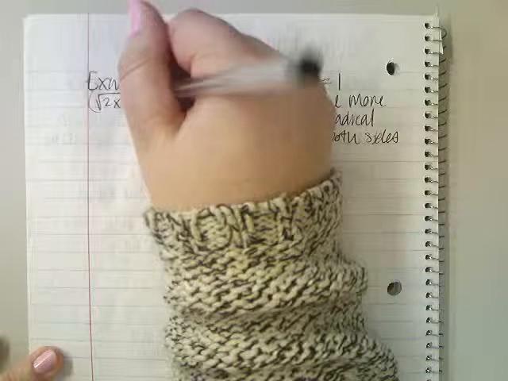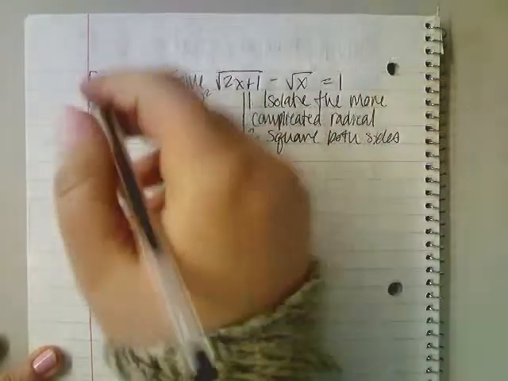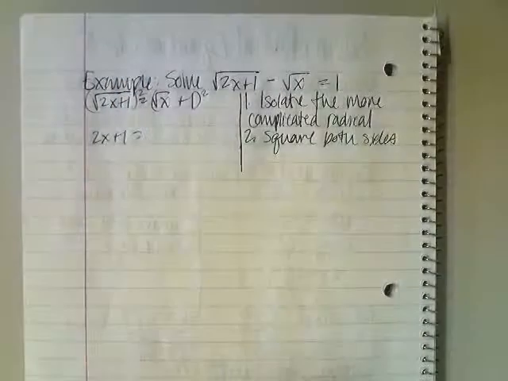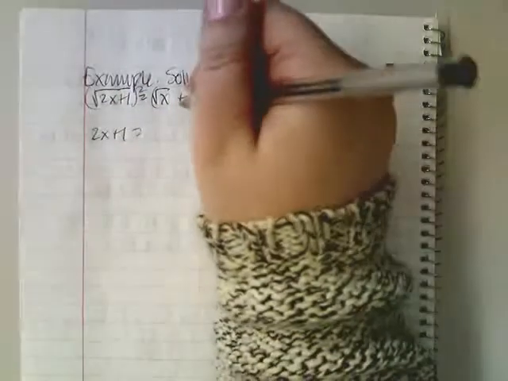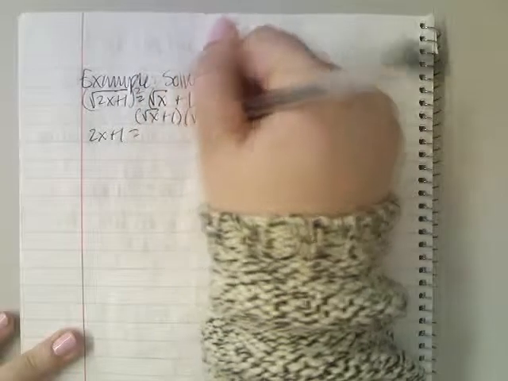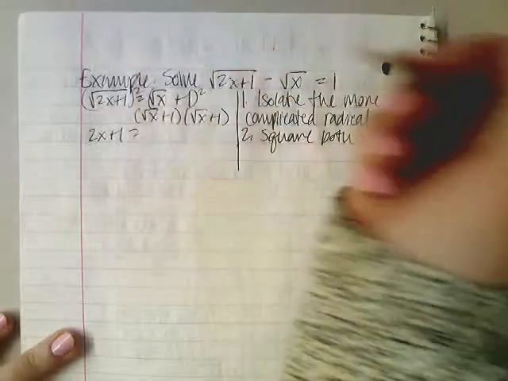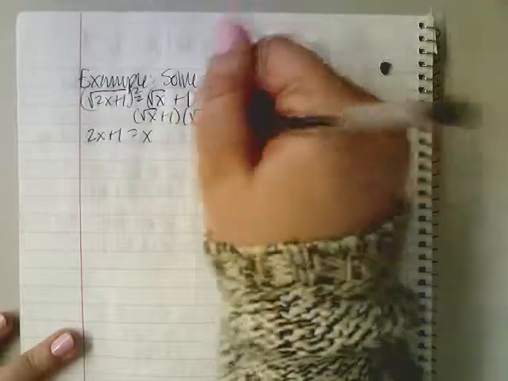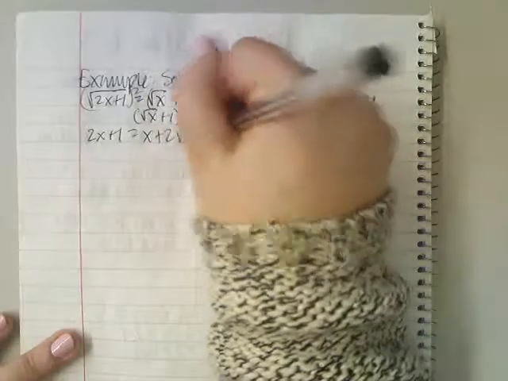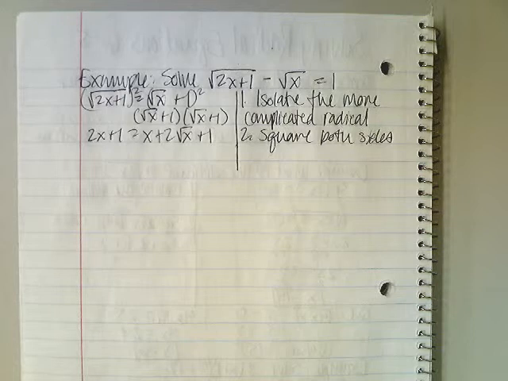So when I do that, on the left side, my square root just cancels. On my right side, I have to actually expand this and FOIL. So when I FOIL that out, square root of x times square root of x is square root of x squared, or just x. Then I have plus square root of x plus square root of x, which becomes plus 2 square root of x, and then plus 1 times 1, which is just 1.